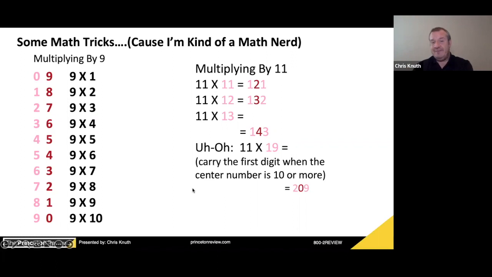With that said, try 11 times 67, no calculator. I'll give you a couple of seconds. Think about what it's going to end in. Look for that middle number hiccup. Raise your hand if you got it.